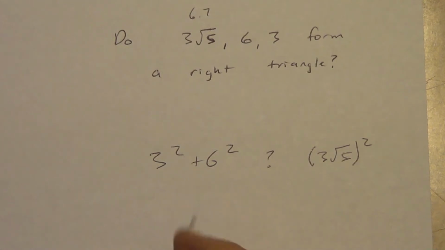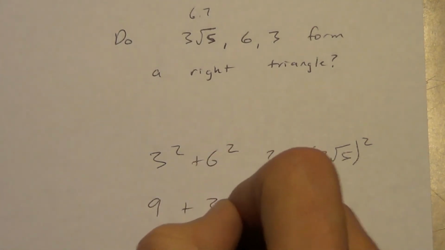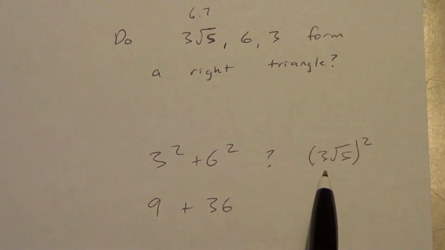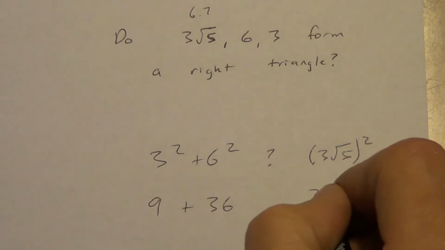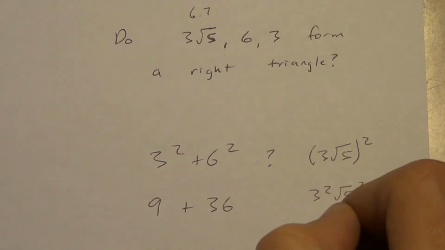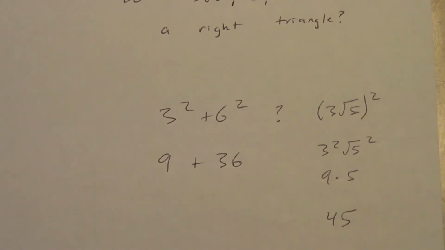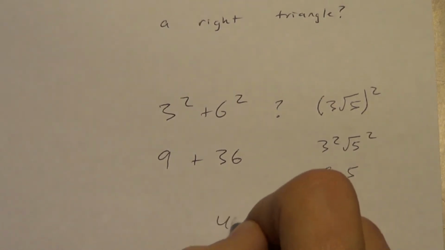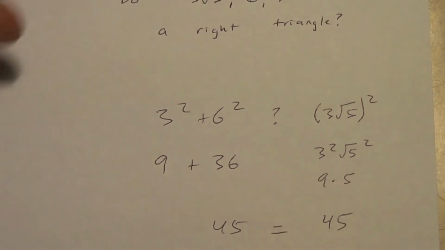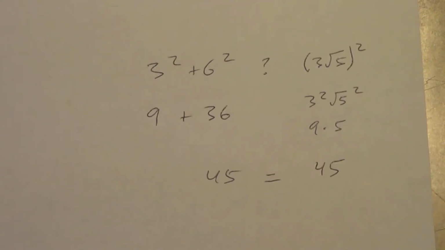So 3 squared is 9. 6 squared is 36. And then remember, we square these individually. So 3 squared, root 5 squared, 9 times 5, and 9 times 5 is 45. 9 plus 36 is 45. And so they are equal. So yes, we do have a right triangle.